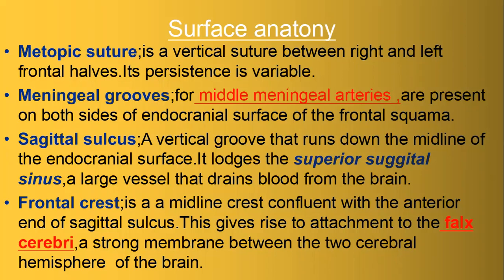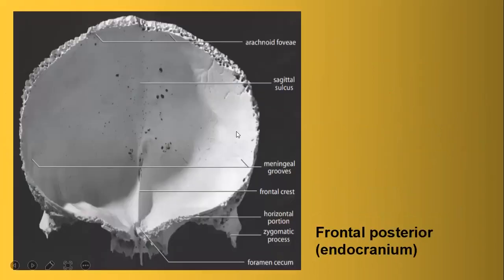So those are the surface structures that can easily be identified within the endocranium or otherwise ectocranium of the frontal bone. So arachnoid foveae are those which can be seen right here and the other one right there. We have the sagittal sulcus, which is this area. Then we have the meningeal grooves. We have the frontal crest and the horizontal portion of the frontal bone. As well, we have the zygomatic process, and finally, foramen cecum.